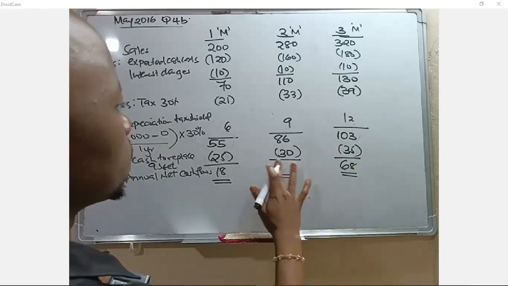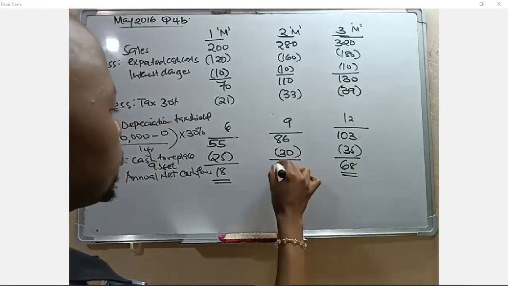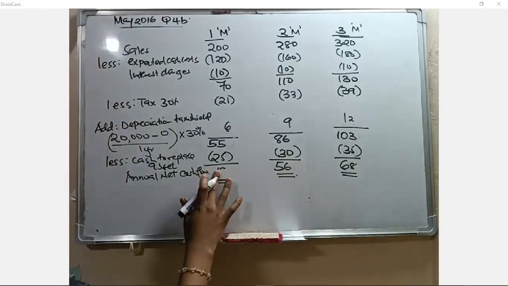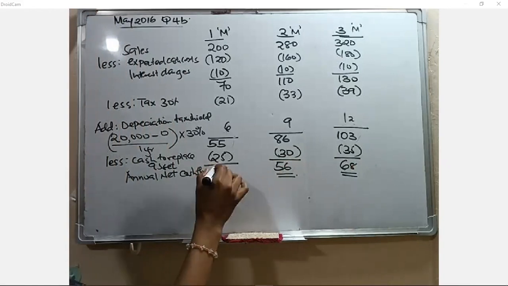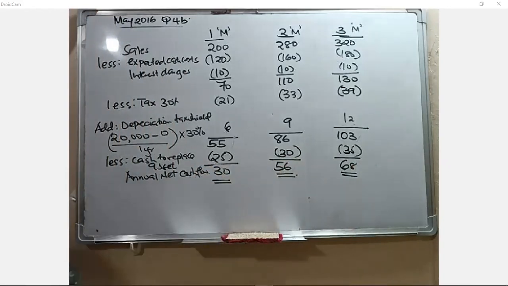How much are we getting here? I can see this is 56. Then the last one, the first one should be 30.